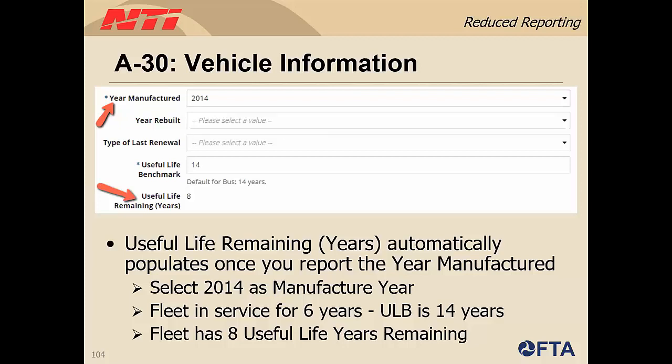Useful life remaining will automatically populate once you report the year a fleet was manufactured. In this example, since this fleet was manufactured in 2014, it has been in service for 6 years as of 2020. If the useful life benchmark for buses is 14 years, then this fleet will have 8 useful life years remaining. Please note the useful life remaining is not an editable field. This value is calculated based on the year manufactured and the useful life benchmark field.